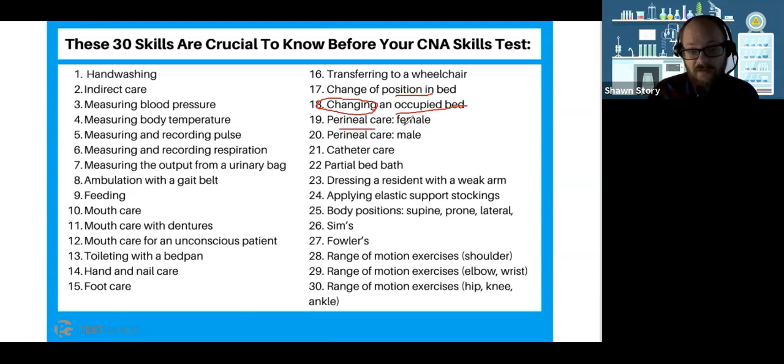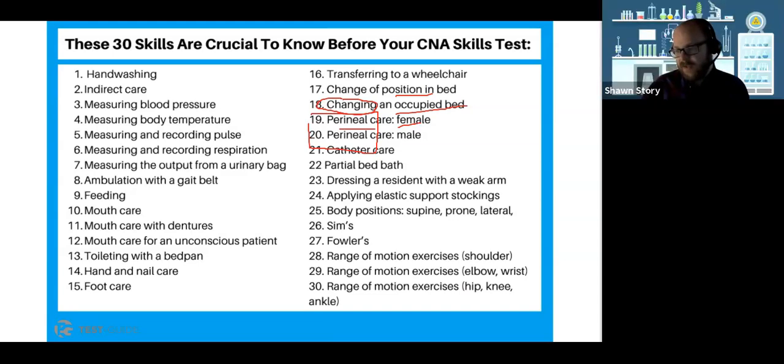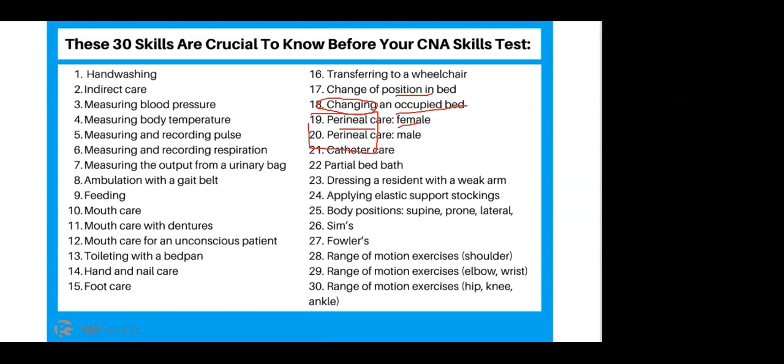Perineal care for females. I am not sure what this actually stands for, perineal care. I feel it has to do with, since there's male, female, something like urination or sexual. Yeah, you're cleaning their genital area. Yep, female care. Yep, that's what I thought it was. So cleaning their genital areas for males and females.